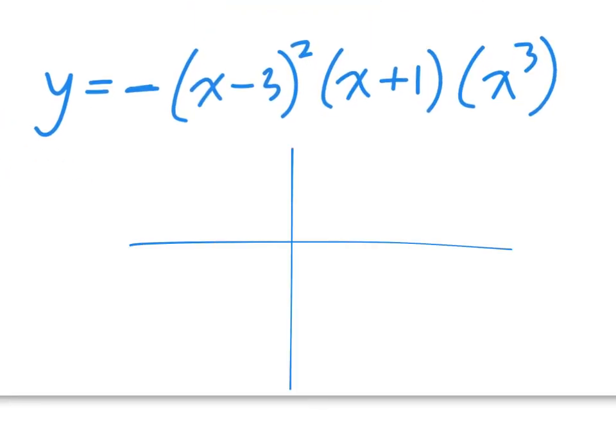So 6 degrees, okay? -1 is a 0, 0 is a 0, and then 3 is a 0. There are 6 degrees, so it has to be even. So either both ends are up or both of them are down. It is negative, so both of them are going to point down. So I usually draw the ends first and then try to connect them. So basically it's going to look like this. It's going to cross here because it's odd as well. It's not going to cross here because it's even.